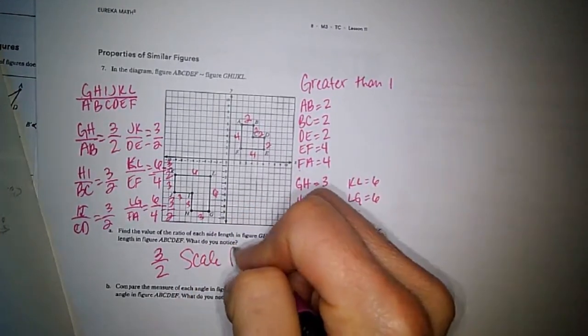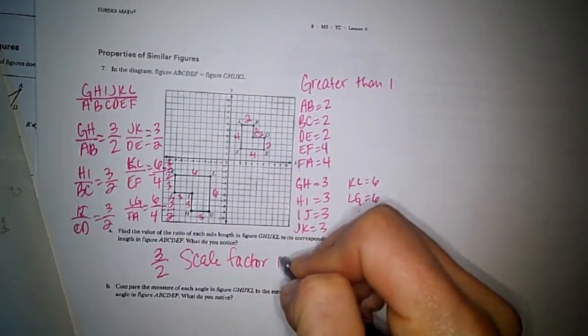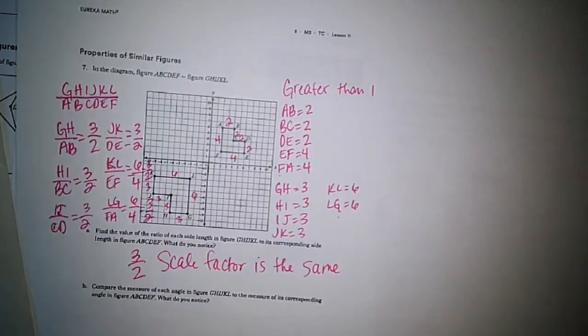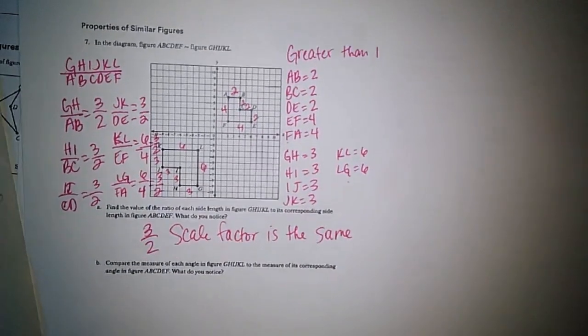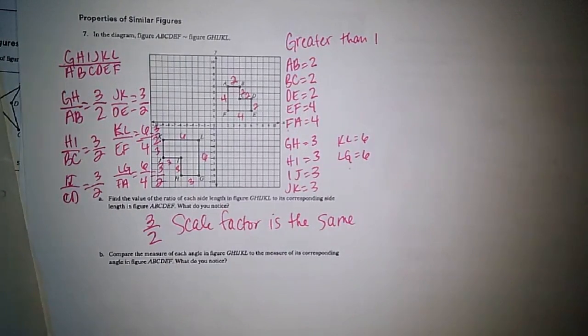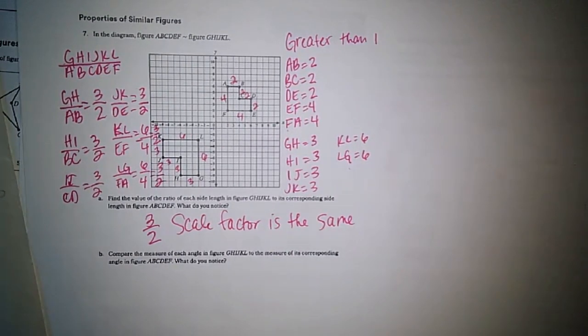Oh, so compare the measure of each angle in the figure to the measure of its corresponding angle. What do you know about the angle measures? What do you see about the angle measures? They're all the same. They all match. It doesn't matter if the shape is really big or the shape is really small. Right? It's the same shape. Yes?